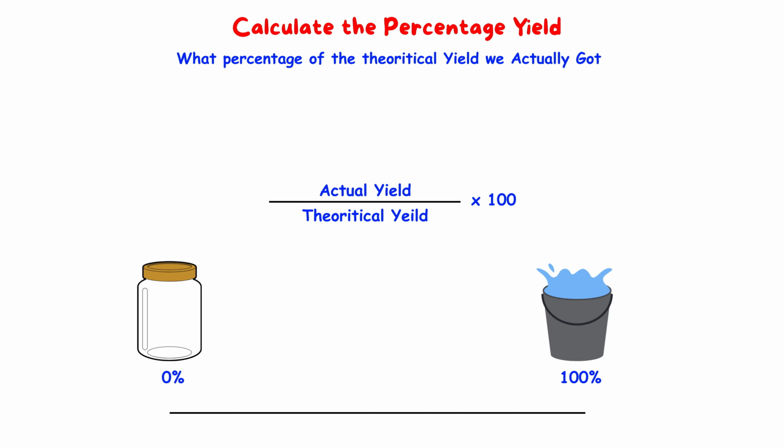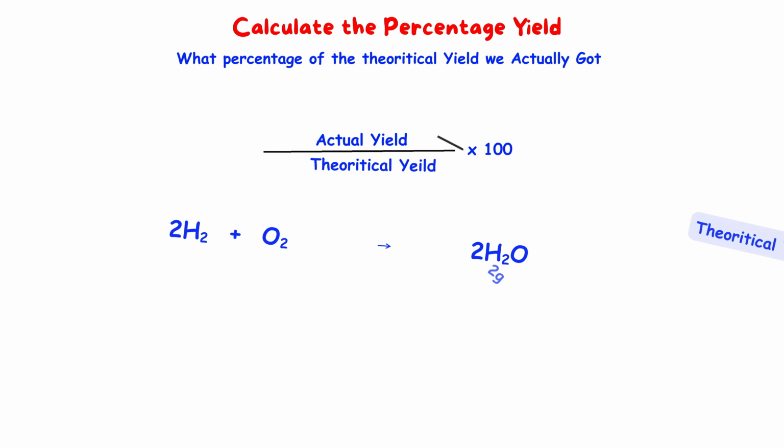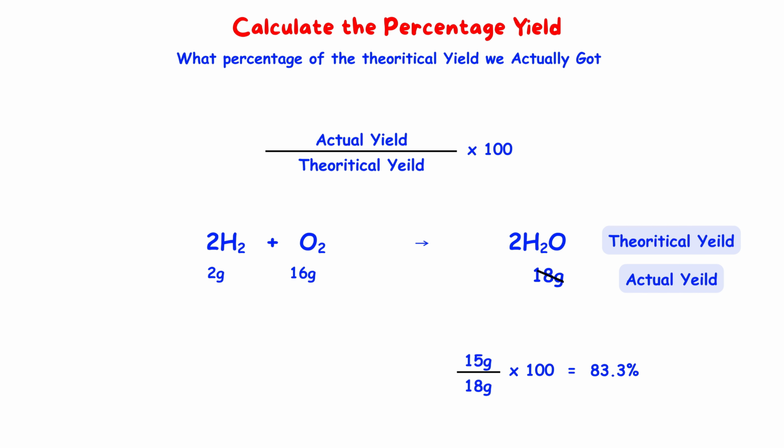For example, going back to our earlier example, where we reacted 2 grams of hydrogen with 16 grams of oxygen, the theoretical yield of water was 18 grams, and let us say that our actual yield was 15 grams. To calculate the percentage yield, we divide 15 by 18 and then multiply by 100. This calculation gives us approximately 83.3%. This means that we obtained 83.3% of the product we were expecting based on our theoretical calculations, and the remaining 16.7% was lost due to one or more of the reasons discussed earlier.